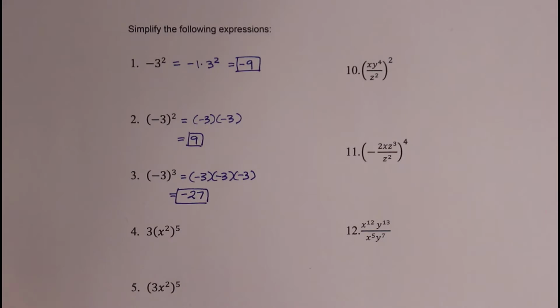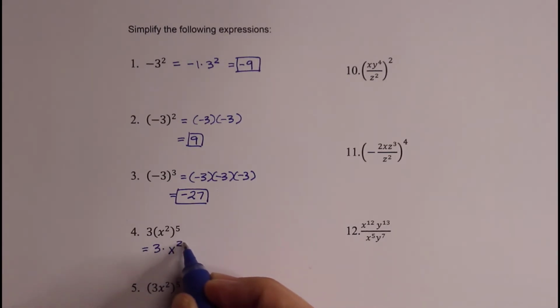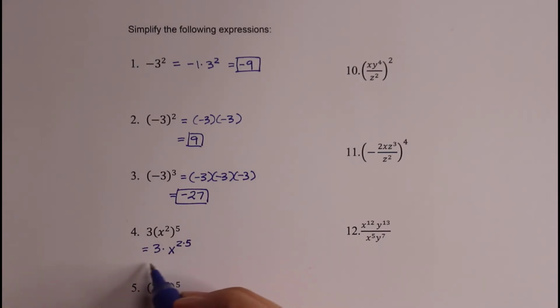Number 4, now this one, you have to remember your order of operations. Order of operations, exponents come before multiplication. So 3 times this quantity happens after I deal with the exponents. Exponents come first. So we have x squared raised to the 5th power. This is the power rule. So I have 3 on the outside still. And then according to the power rule, we multiply these exponents. And so this becomes 3 times x to the 10th.